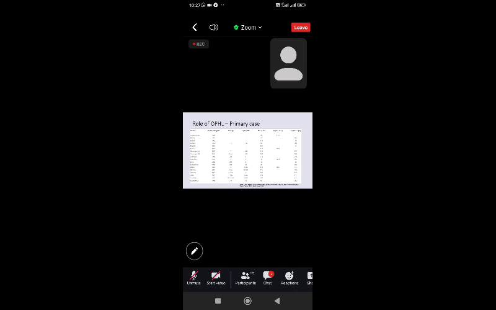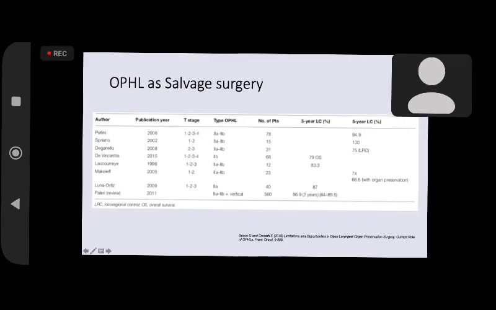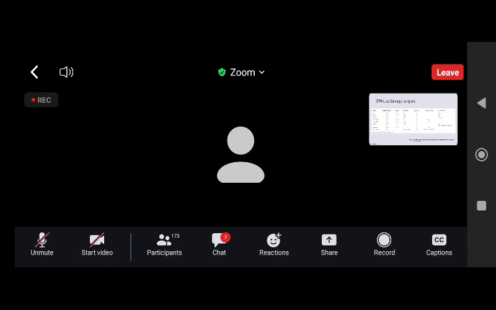So if you see in the literature, OPHL for primary is mainly done for T1 to T2, T3, and some T4A, and we can get good 5-year local control ranging from 70 to 90%. And for the salvage cases, it's mainly done for T1 to T3, but rarely for T4. And they also have good local control ranging from 70 to 90%.